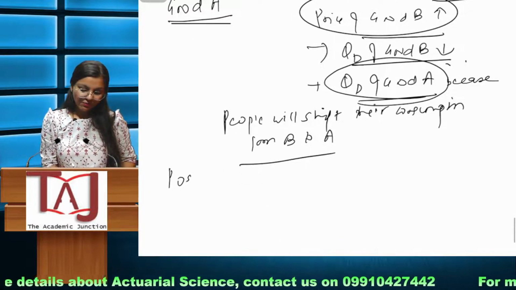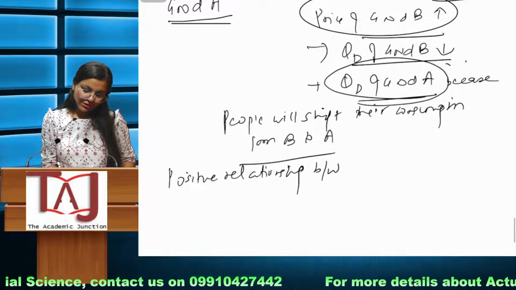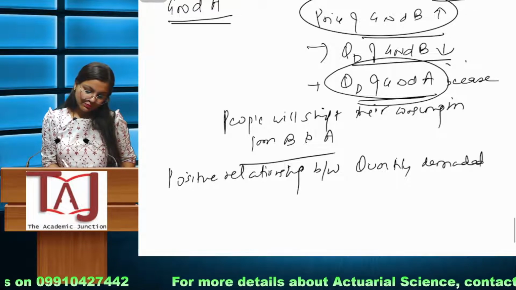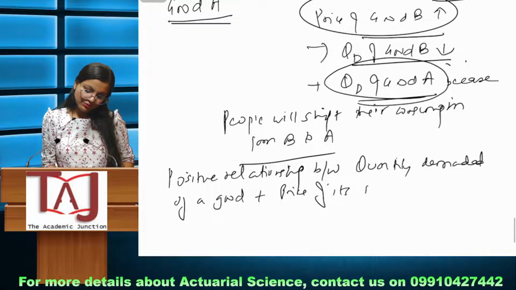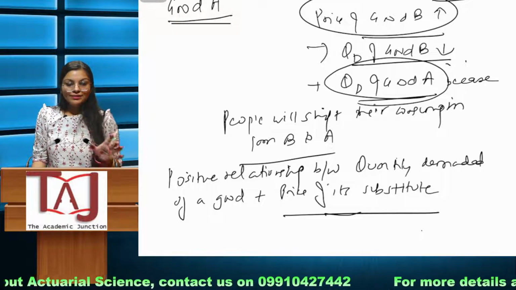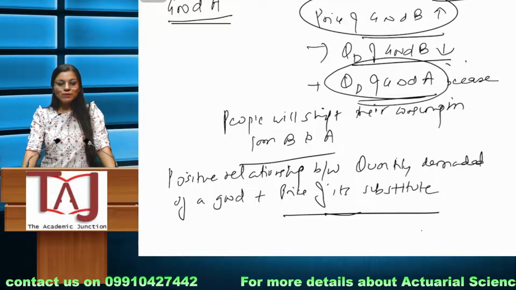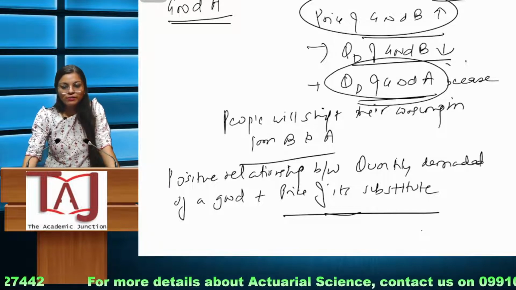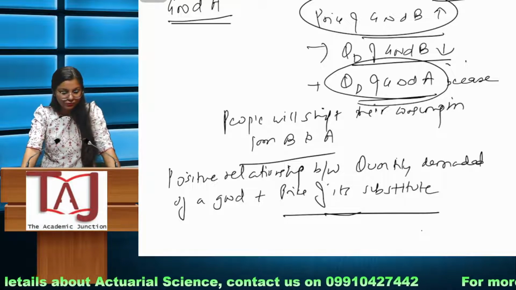So we have a positive relationship between quantity demanded of a good and price of its substitute. In case you have any doubt in the substitution impact, let's comment on the chat section. Make sure this is clear to everyone, especially to all those who have not yet studied economics. So the substitution effect should be clear to you. You can note it down and then we will move to the next factor.